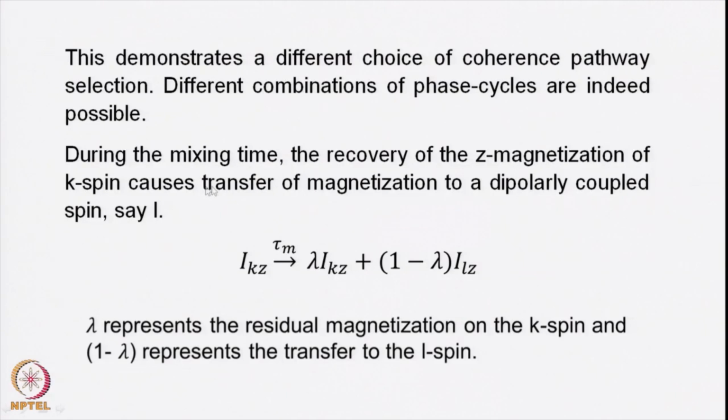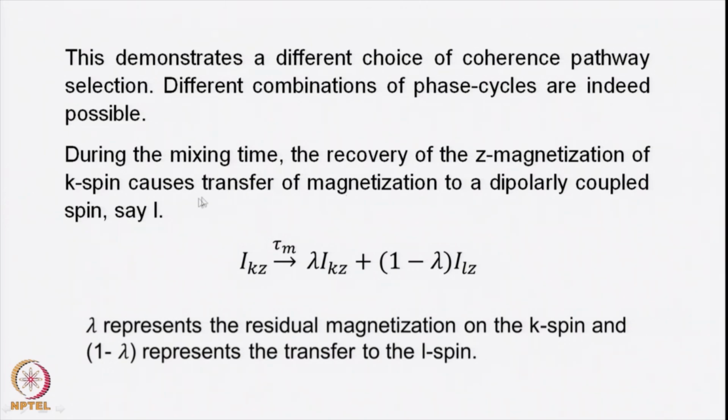So this is an illustration of how phase cycles can be used for selecting particular magnetization pathways, or coherence transfer pathways, through the experimental pulse sequence. Now during the mixing time, the recovery of the Z magnetization of the K spin causes transfer of magnetization to a dipolarly coupled spin.